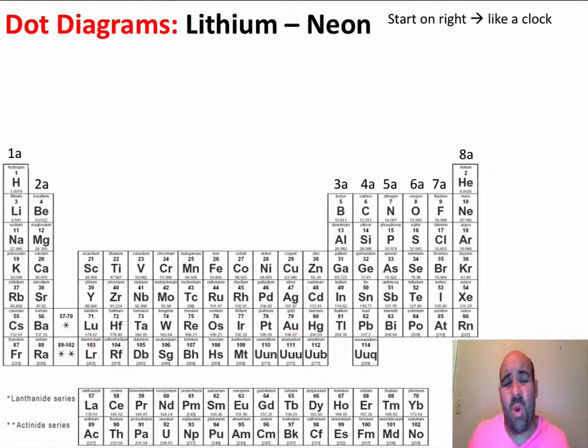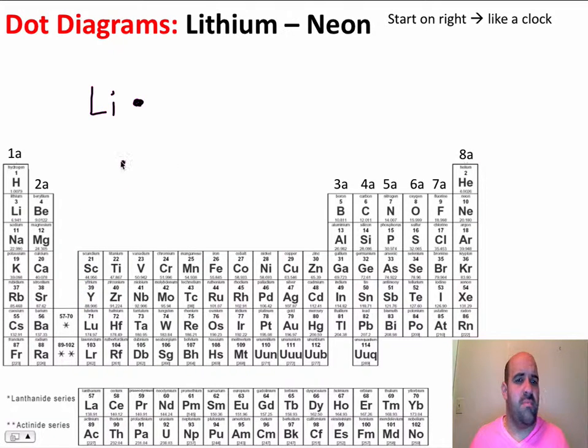So now we're just going to draw some dot diagrams, and we're going to go from lithium to neon. And recall that lithium is in column 1A, so it has one valence electron. What we do is we draw the symbol of the element, lithium. We start on the right and we move like a clock. Lithium has one valence electron, so I'm just going to put one dot around it. That is it. It's that simple.